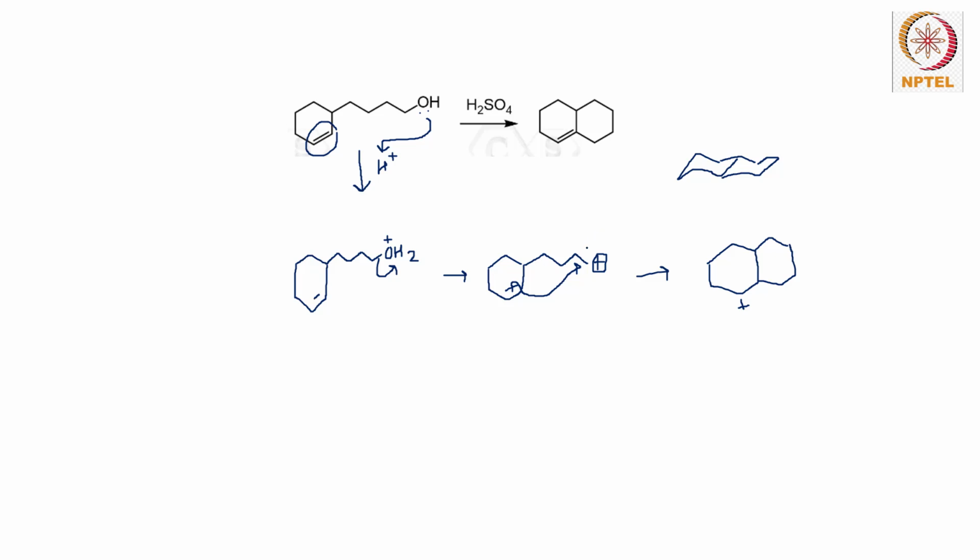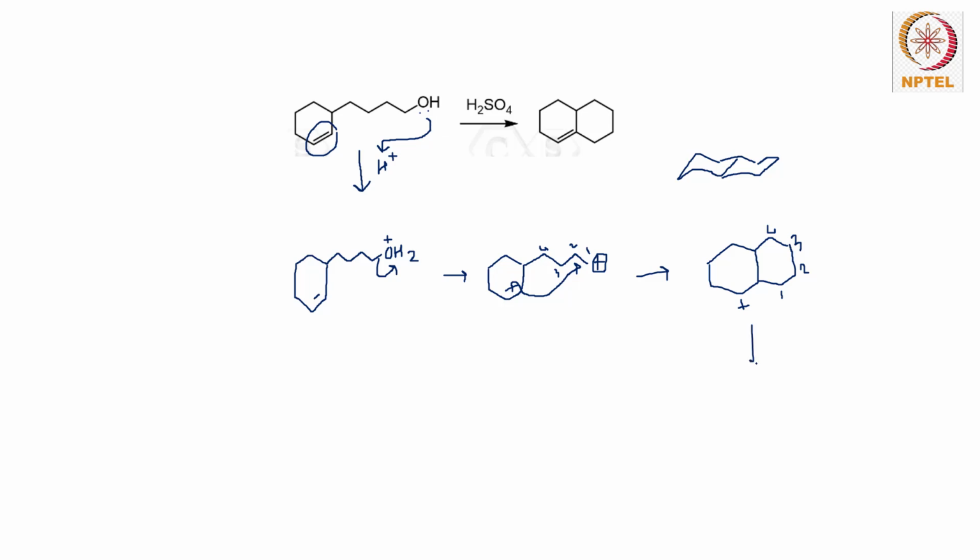I will just give a number. 1, 2, 3, 4. So here, whenever you get confused about how the ring is formed, just give numbers to the carbons, then you will get an idea. Okay.